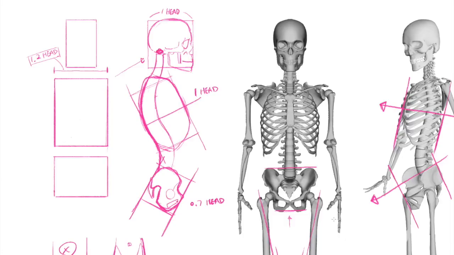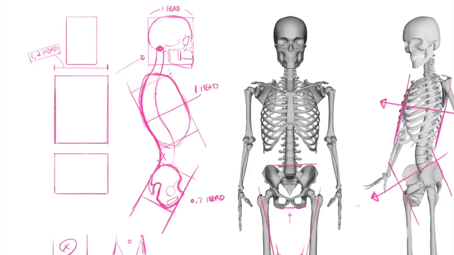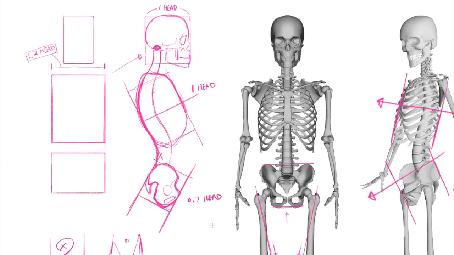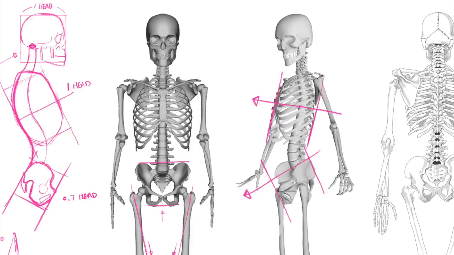The profile view of the head is counted as one head, and if you compare it to the rib cage, on the front view it is 1.2 head, on the side it is one head. If you go to the pelvis, the width is 1.2, but the depth is only 0.7. The crucial thing that you need to remember is that this pelvis bowl is leaned down that way. Meanwhile, the rib cage is kind of facing up.